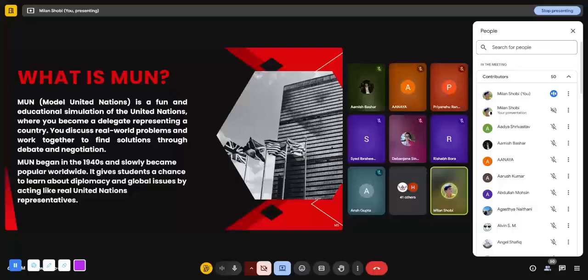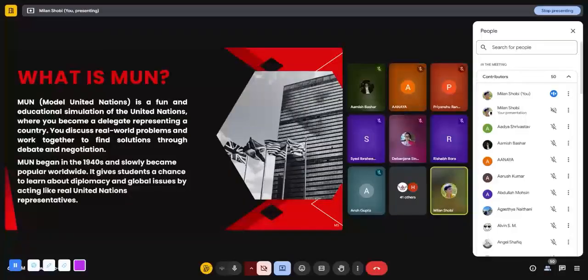Beginning with the very first question, what is an MUN? MUN is a short form for Model United Nations. A few of you might know what an MUN already is. A few of you don't even know what an MUN is, and you are here for a learning experience. MUN is basically a very fun and educational simulation of the United Nations.